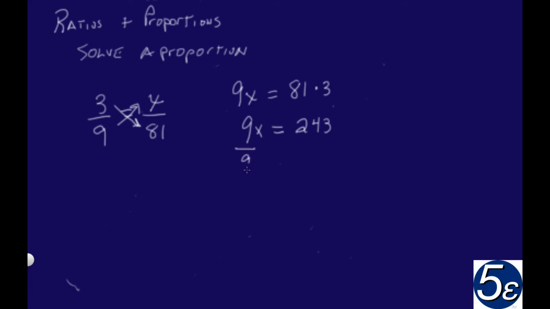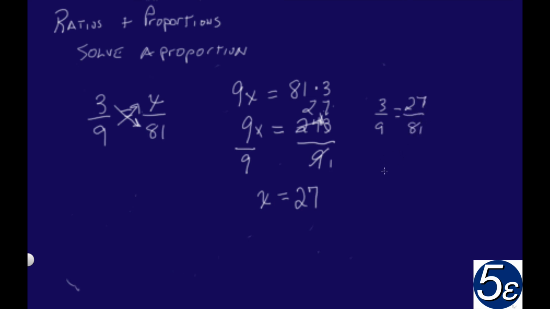So we'll divide both sides by 9, divide both sides by 9, and we end up with x is equal to, now when we do our division here, we get 9 goes into 9 once, 9 goes into 24 twice, that will give us 6 left over. So 9 goes into 63 here, and this becomes 7. So x will now equal 27. So the proportion becomes 3 over 9 is equal to 27 over 81.